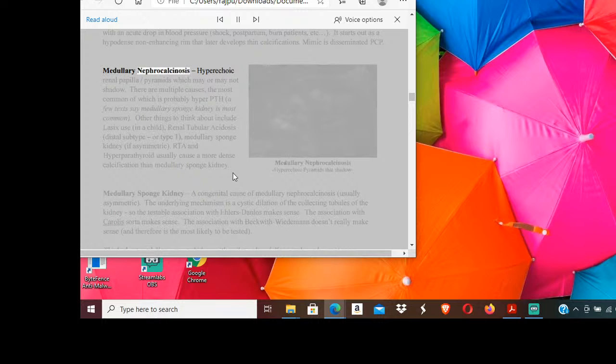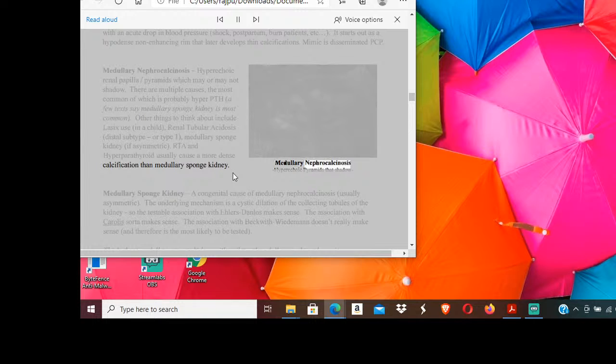Medullary nephrocalcinosis. Hyperechoic renal papilla, pyramids, which may or may not shadow. There are multiple causes. The most common is probably hyperparathyroidism. A few texts say medullary sponge kidney is most common. Other things to think about include Lasix use in a child, renal tubular acidosis, distal subtype, or medullary sponge kidney if asymmetric. RTA and hyperparathyroidism usually cause a more dense calcification than medullary sponge kidney.